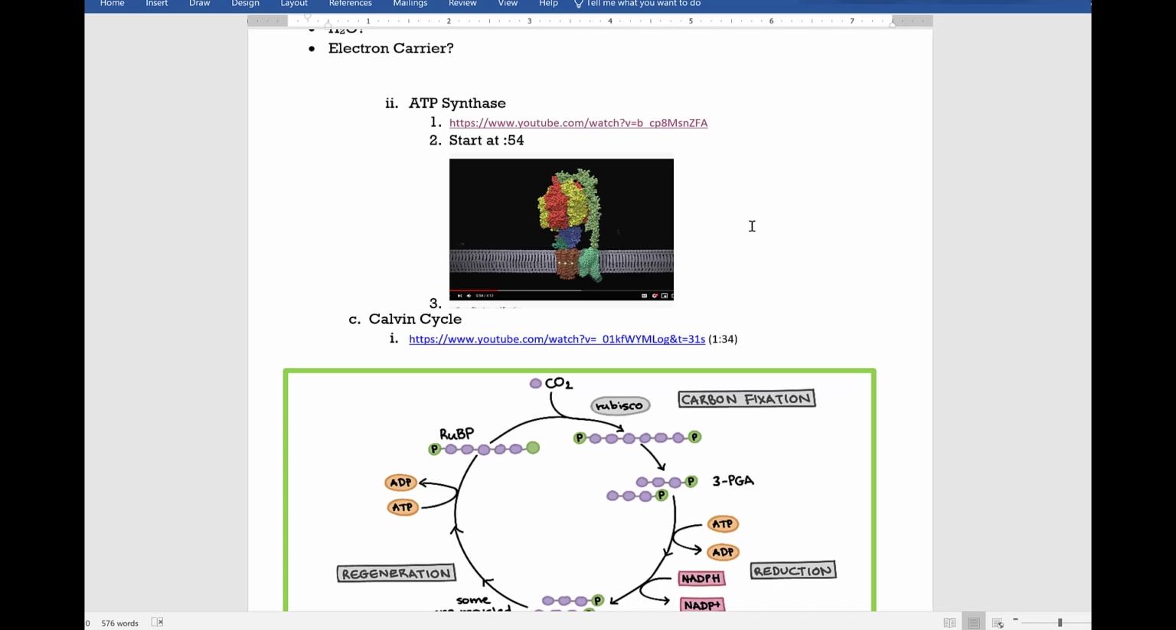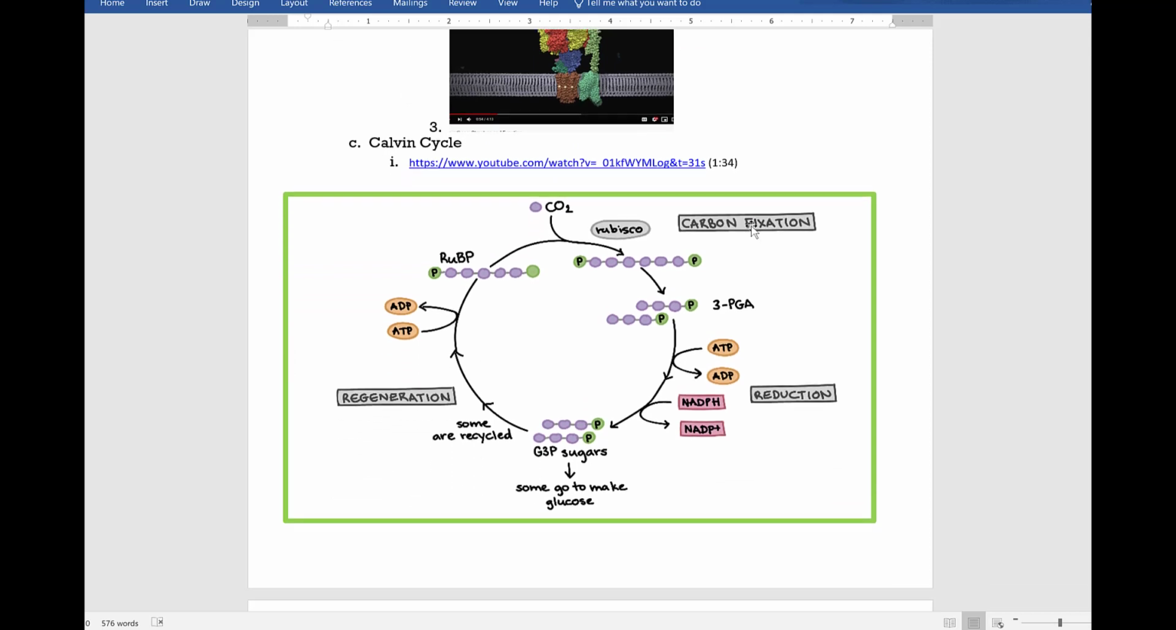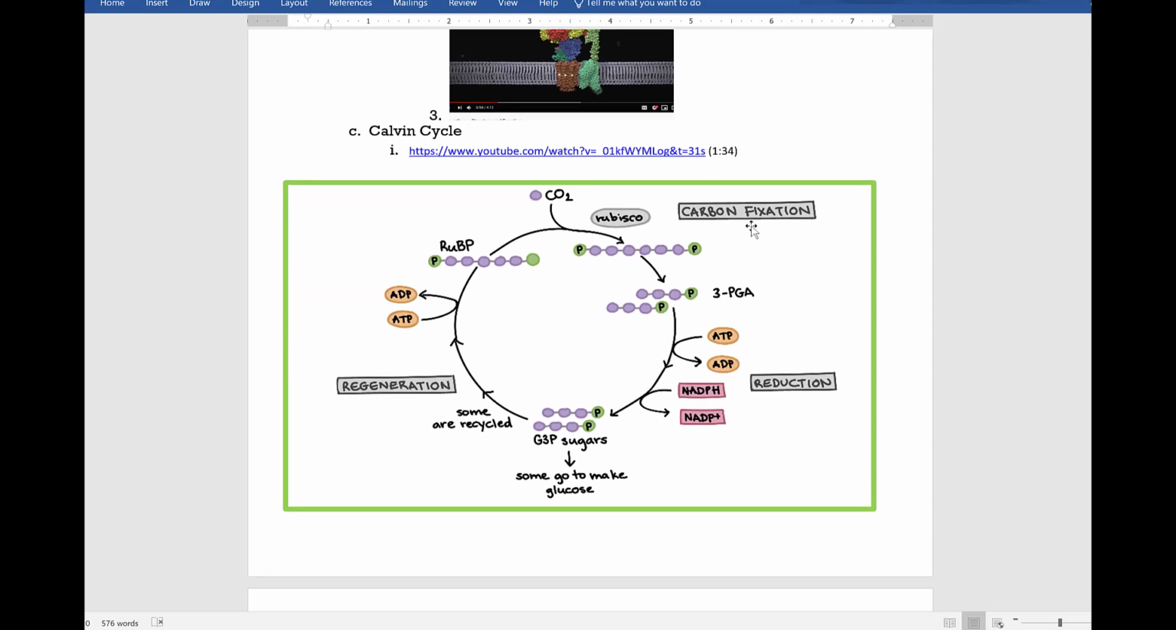So if you have time, you might want to check that out. Next, we will watch a short animation of the Calvin cycle. So remember, the Calvin cycle is also called the C3 cycle. It is the second part of photosynthesis.